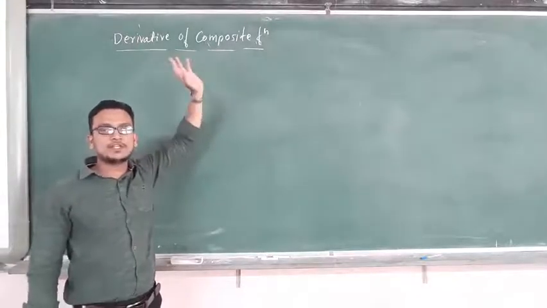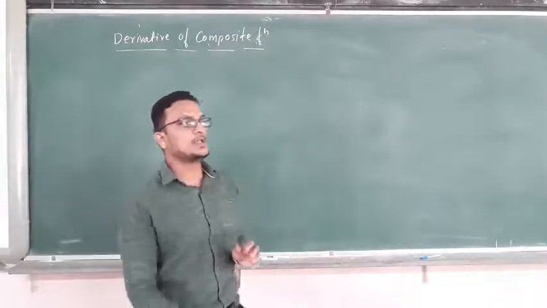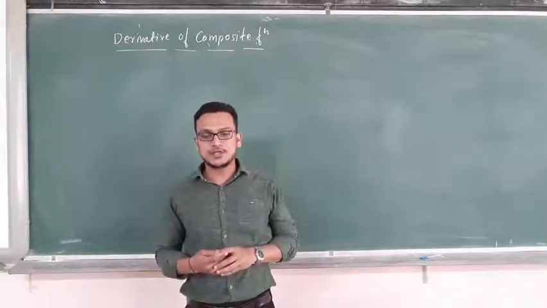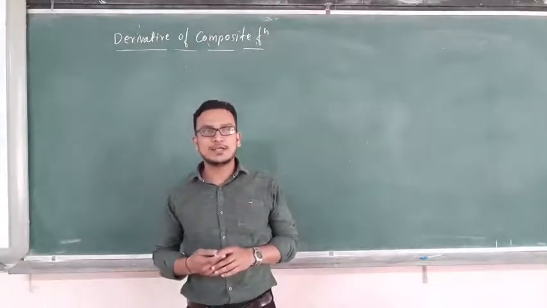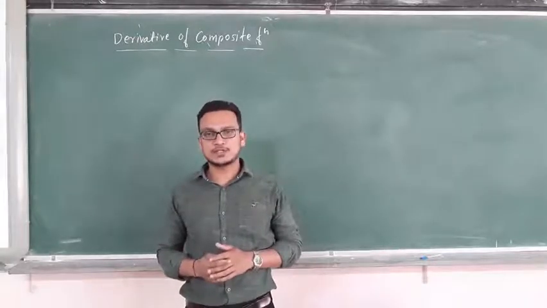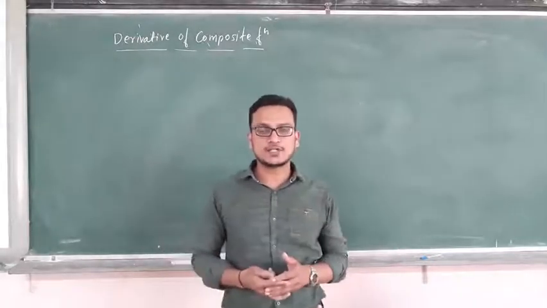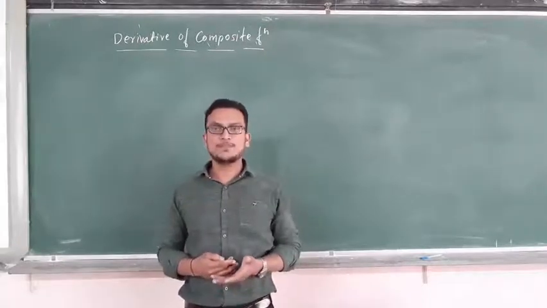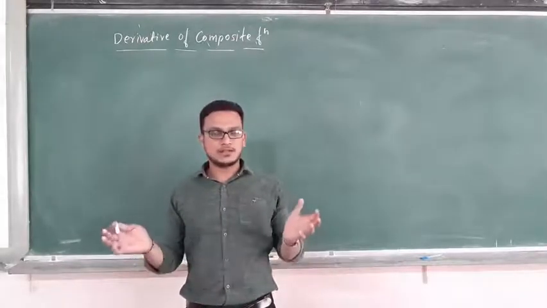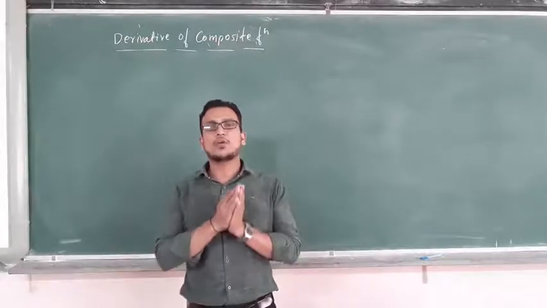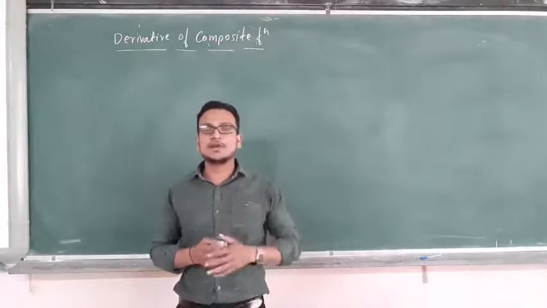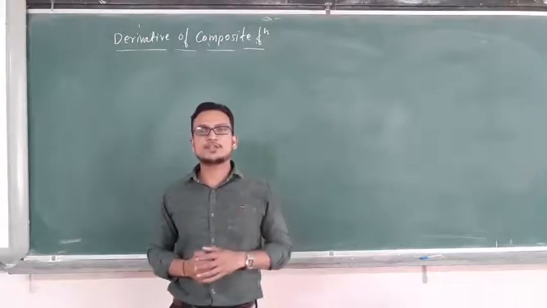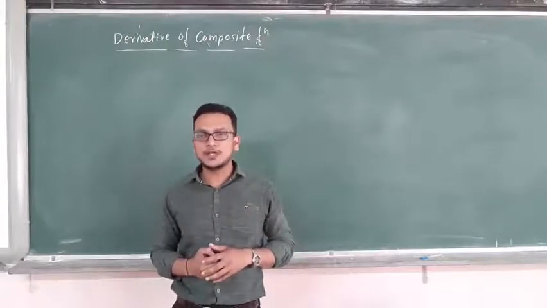Derivative of composite function. Let me explain first what is meant by composite function. Composite means the combination of the functions. It may be the combination of two or more functions. You may get the combination of two functions or the combination of three functions. Such functions are called composite functions. For such functions we are going to find out the derivatives.